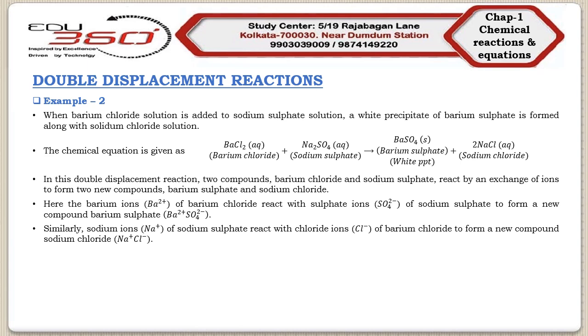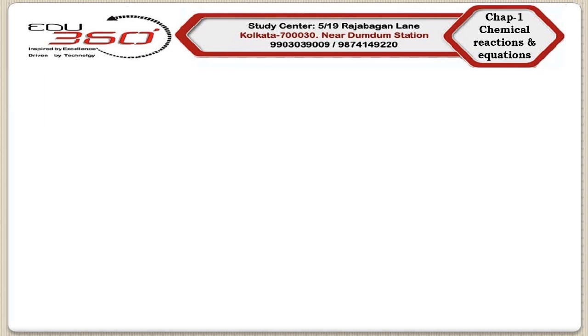So this reaction is representing the reaction between two compounds, that is barium chloride and sodium sulfate, and due to the exchange of ions during this reaction we are getting two new compounds, barium sulfate in the form of white precipitate and the sodium chloride solution. So this is an example of double displacement reaction.